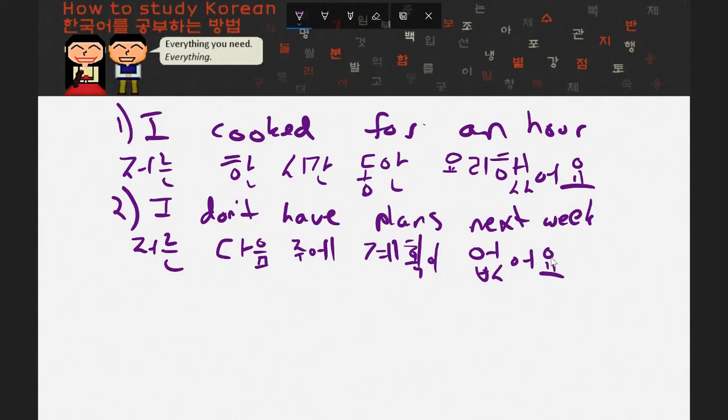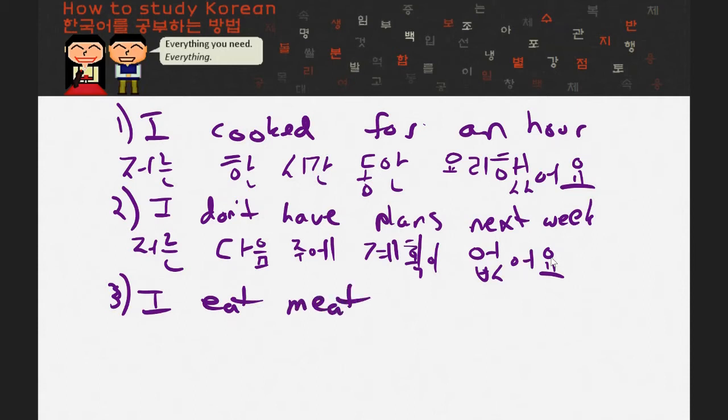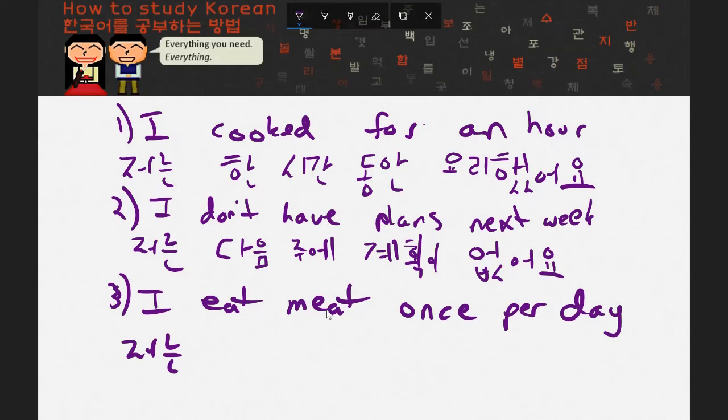The third sentence I would like you to try is, I eat meat once per day. I'll give you 10 seconds, and you can start now. Okay, again, the subject of the sentence is I, so I'll start the sentence like that. The noun for meat in Korean is 고기, and that's going to be the object of the sentence because it's the thing that I'm eating. So I'm going to put the object particle on it here.